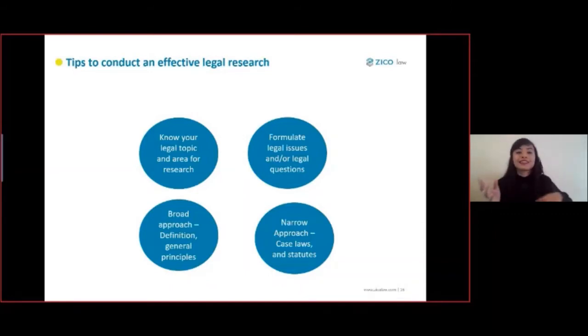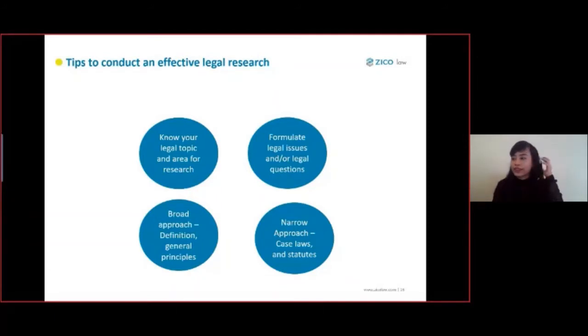So the next one is the narrow approach. The narrow approach is obviously the opposite of the broad approach. It means that you look into the case laws first, and then you look at the headline, and you refer to the cases. You read the cases that are on the headline, that are in the cited case section. All right, so that's how you conduct effective research.